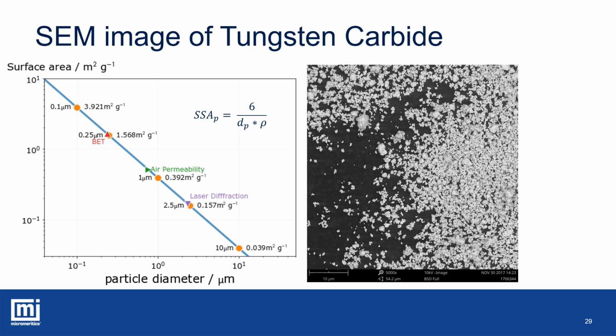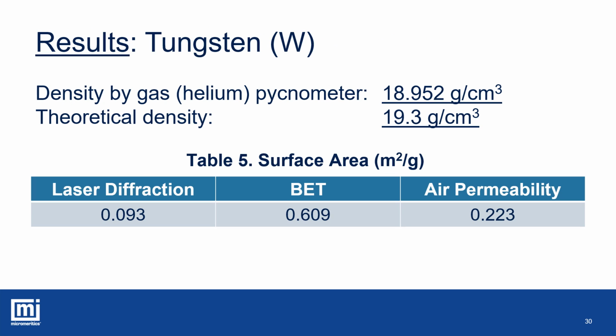Moving on to tungsten, again, we calculated the density using a helium pycnometer. We have the surface area results here. BET showed the highest result. Laser diffraction showed the smallest result. We used the D32 value to calculate the surface area from laser diffraction.